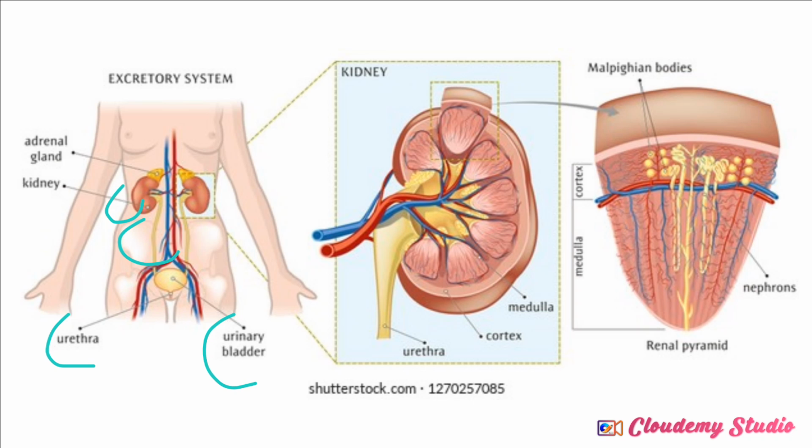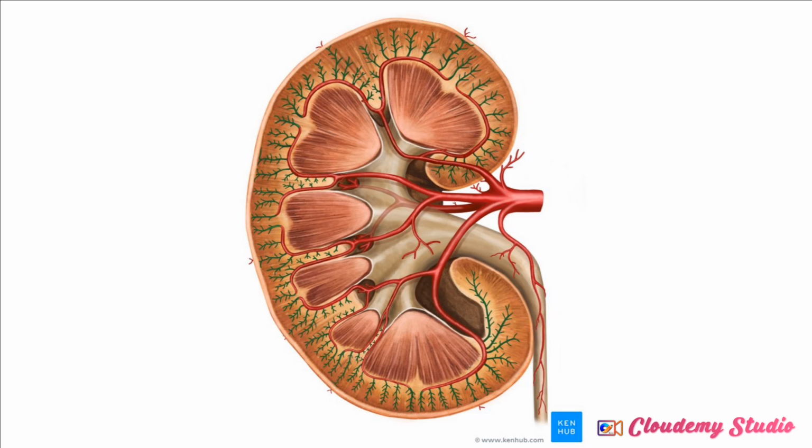You understand? Now, let us move to the cross section of the labeled kidney. So the first thing you have to notice is that a kidney is bean-shaped.